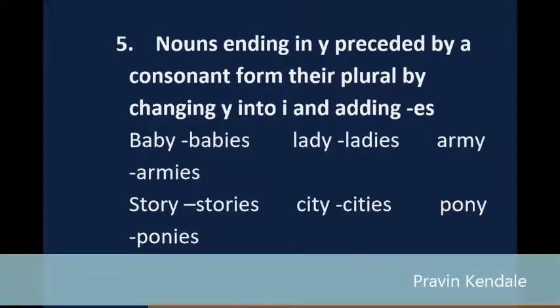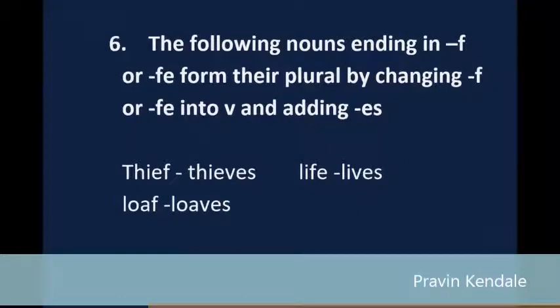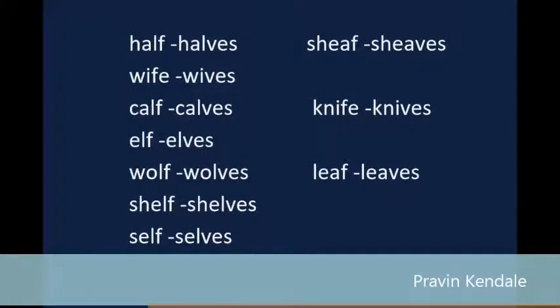6. The following nouns ending in f or fe form their plural by changing f or fe into v and adding es. Thief, thieves. Life, lives. Loaf, loaves. Half, halves. Sheaf, sheaves. Wife, wives. Calf, calves. Knife, knives. Elf, elves. Wolf, wolves. Leaf, leaves. Shelf, shelves.